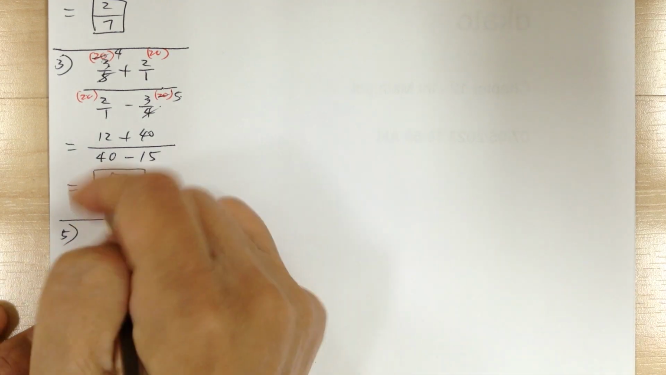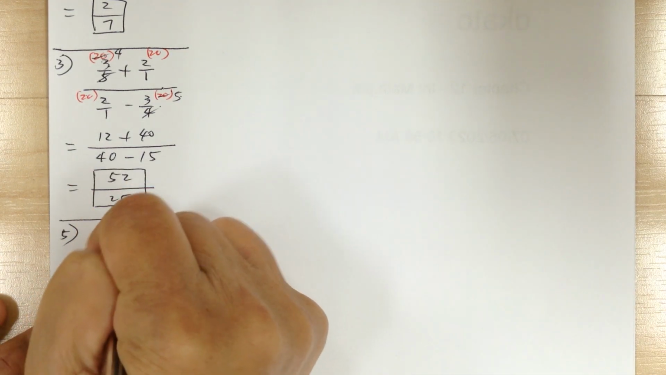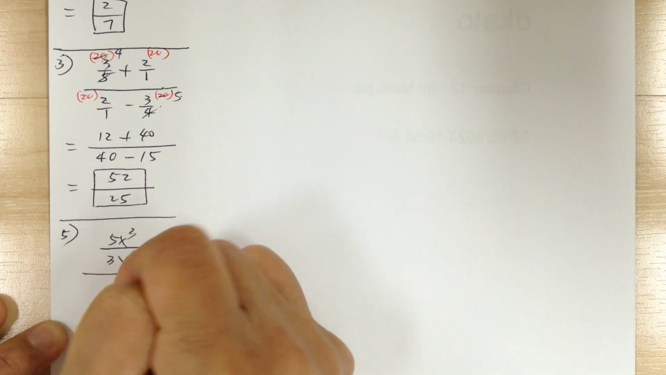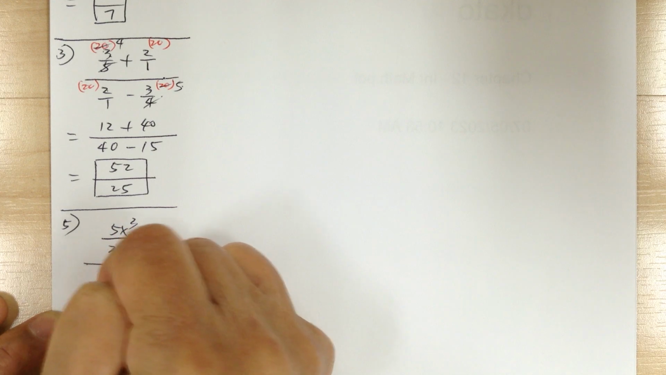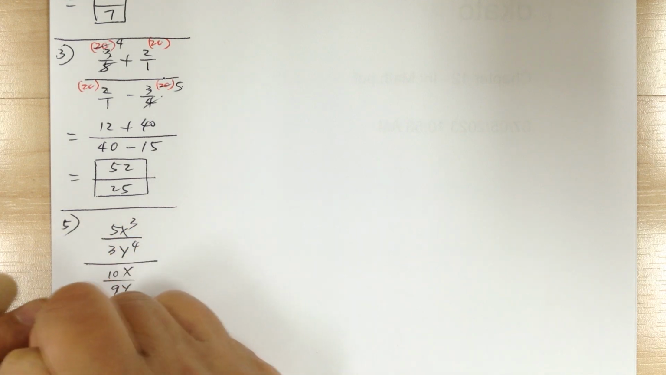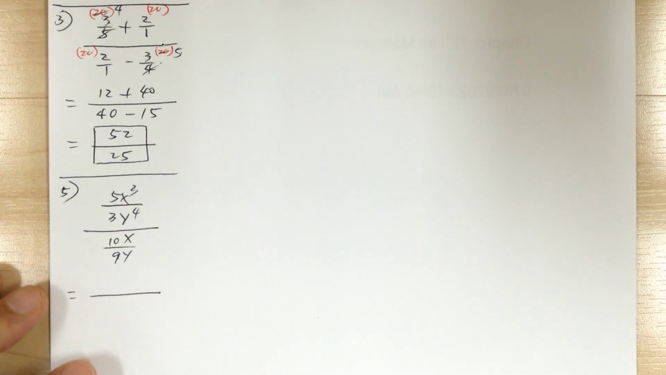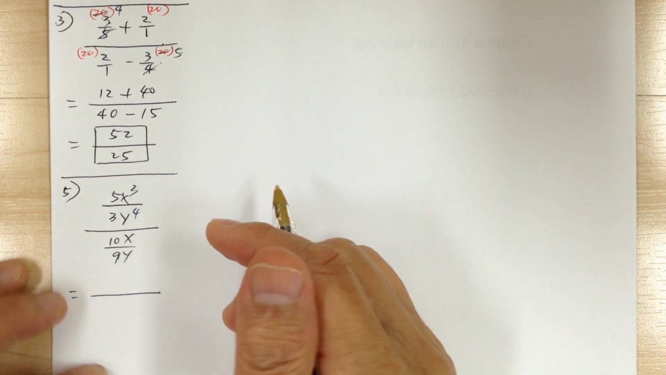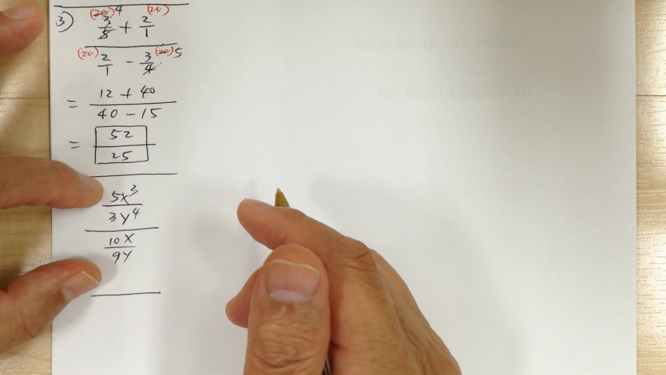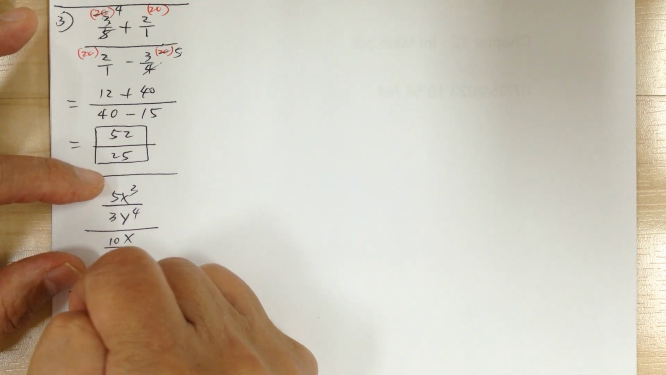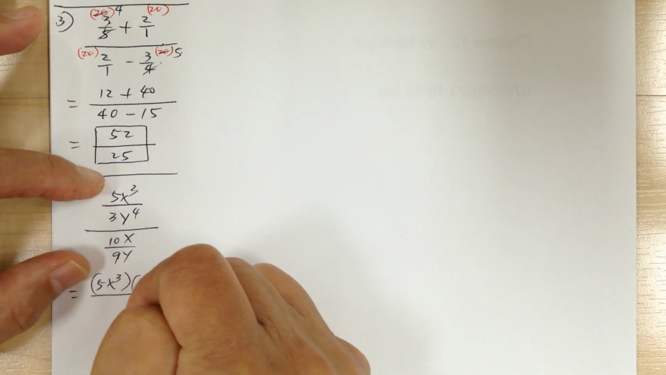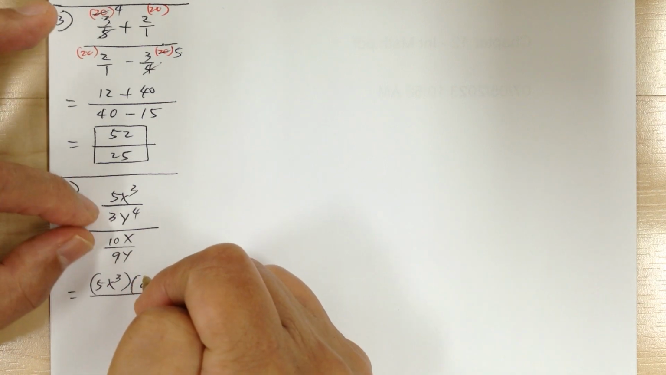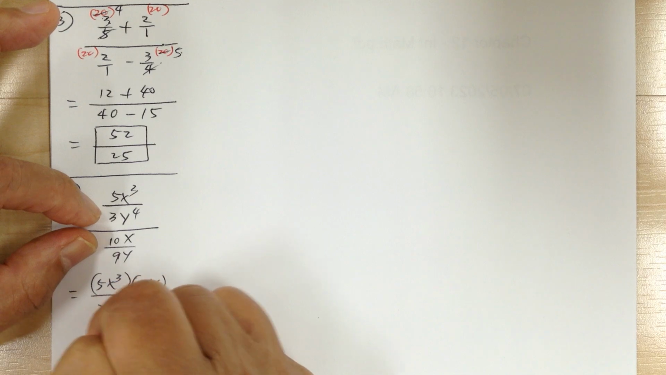Okay, number 5. Okay, you have 5x to the 3 over 3y to the 4, over 10x over 9y. Okay, for this one, when you have a fraction over a fraction without any additional subtraction, you can use the outer over inner. So outside goes on the top. Okay, so it would be 5x cubed and 9y. So outside goes on the top, the inside stays on the bottom.